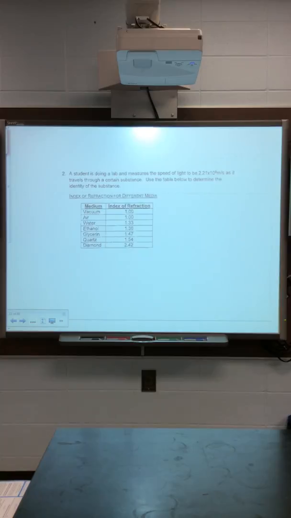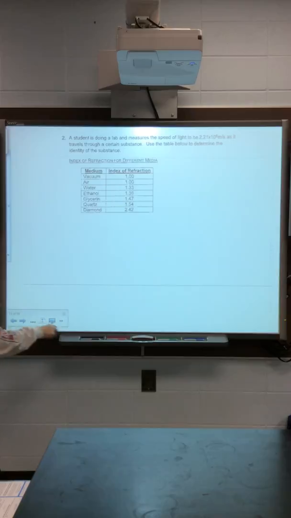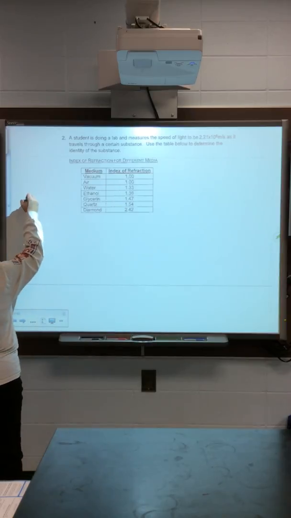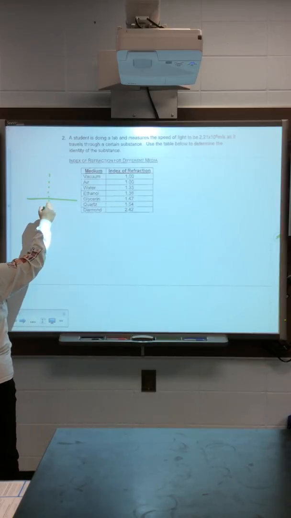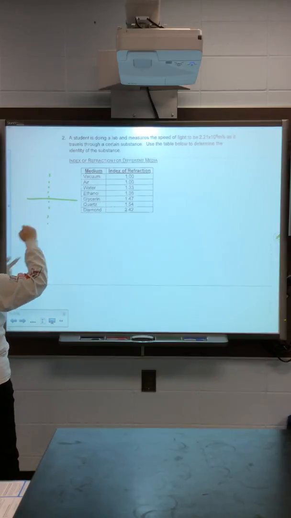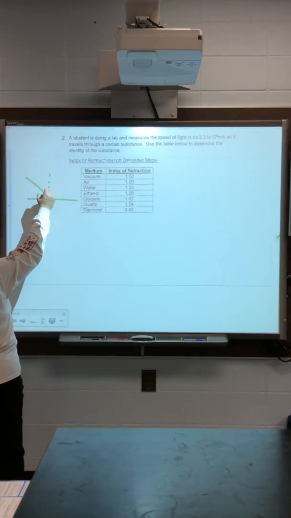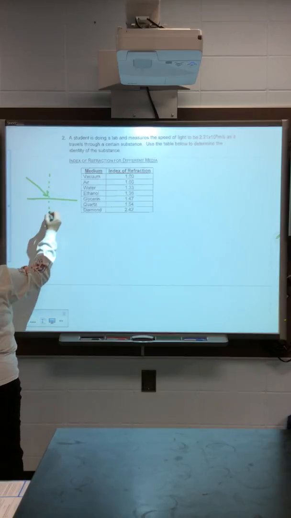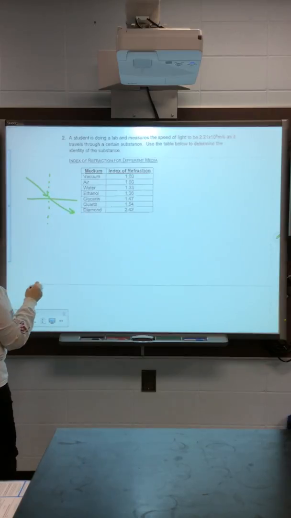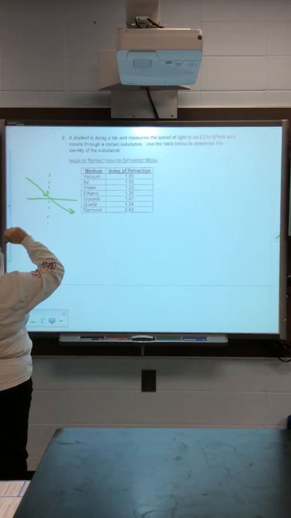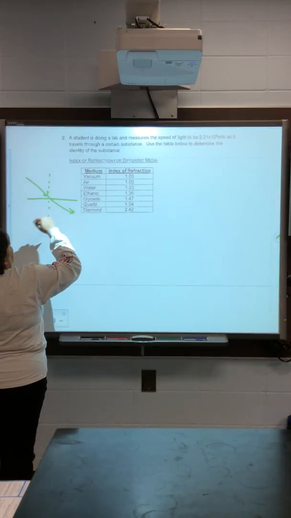A student is doing a lab and measures the speed of light to be 2.21 times 10 to the 8th meters per second as it travels through a certain substance. Use the table below to determine the identity of the substance. So this is what we're going to do. We're going to draw a diagram so that we understand what's going on. Our surface this way and our line of normal that way. We have an angle coming in this way, and it's bending.